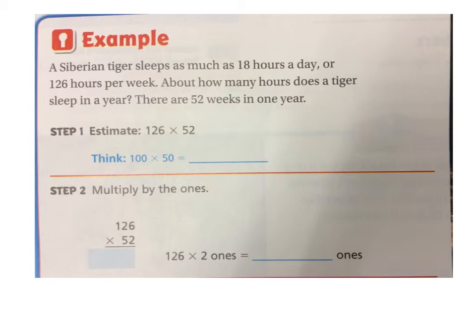126 times 52. Now, in order to estimate, we know that 126 is pretty close to 100, and we know that 52 is pretty close to 50. So, could I find the zone of my answer by multiplying 100 times 50? All right, so let's do that. Claire, what's 100 times 50? 5,000. So we know that in the end we should learn that a Siberian tiger sleeps about 5,000 hours each year.